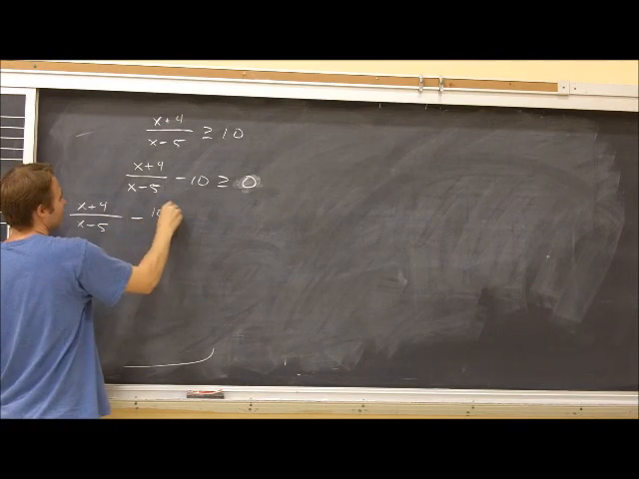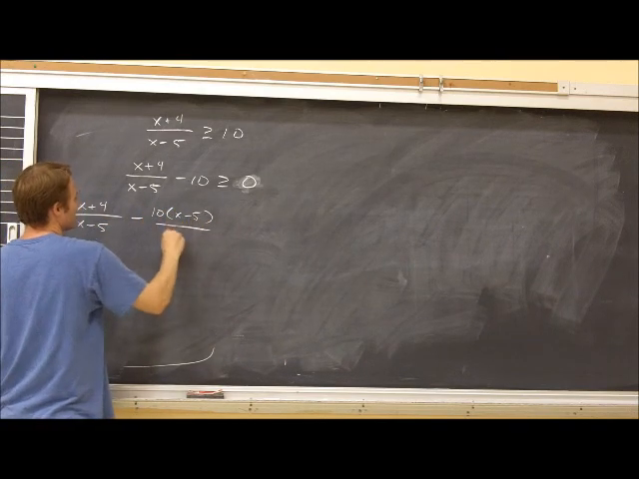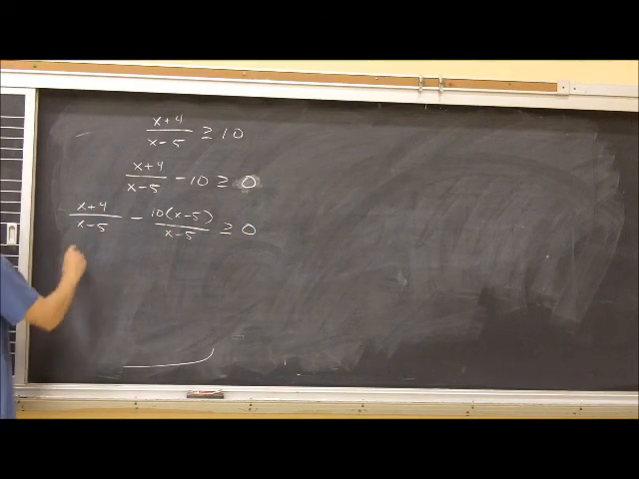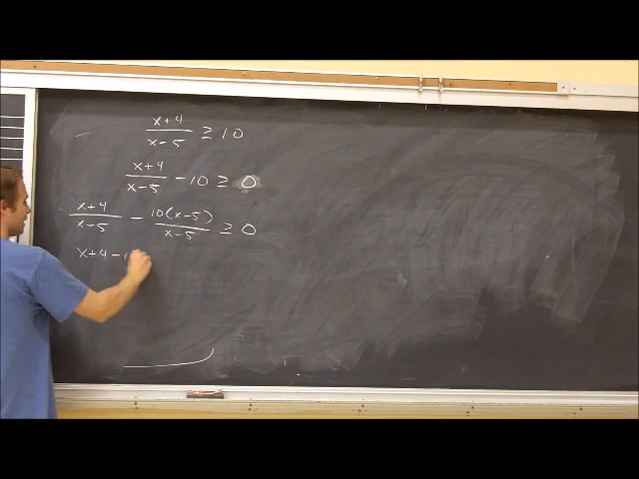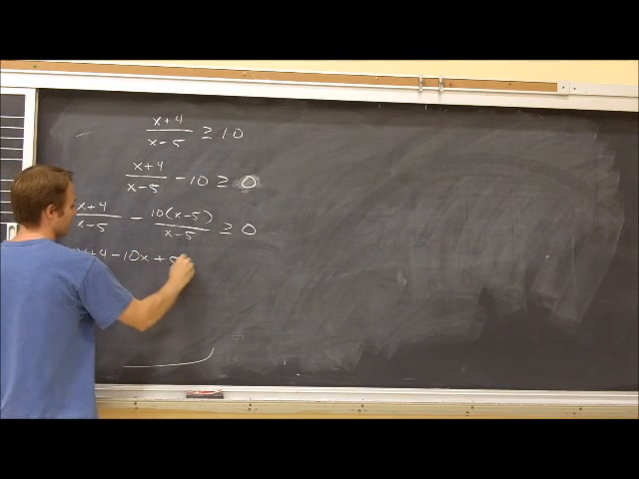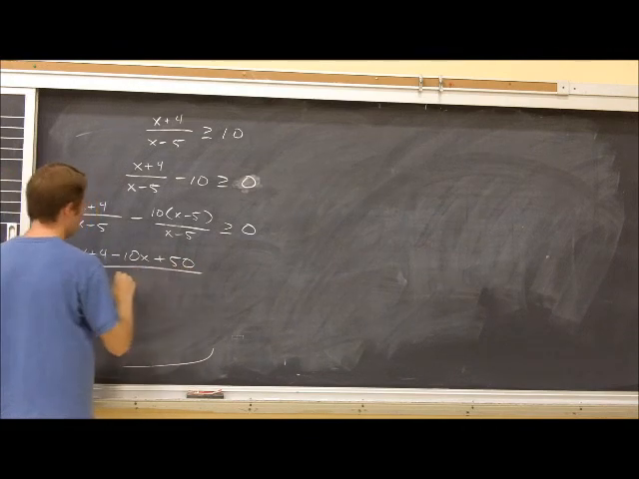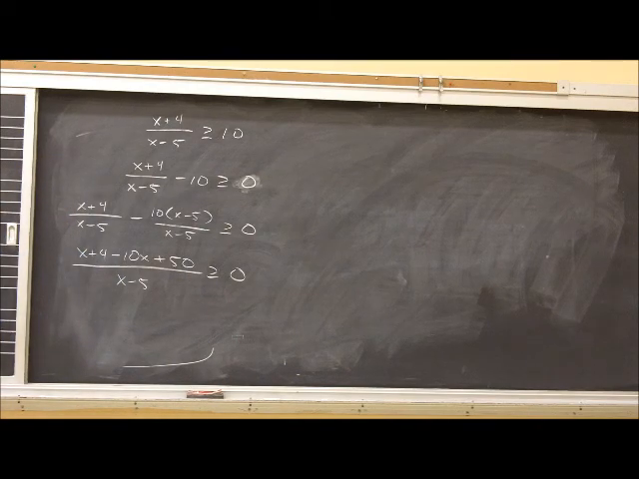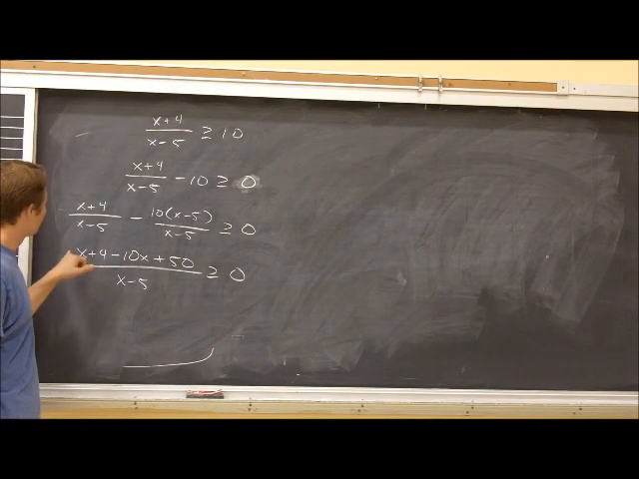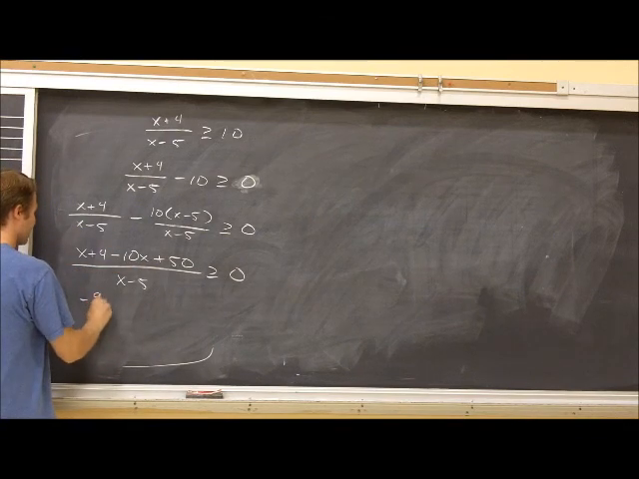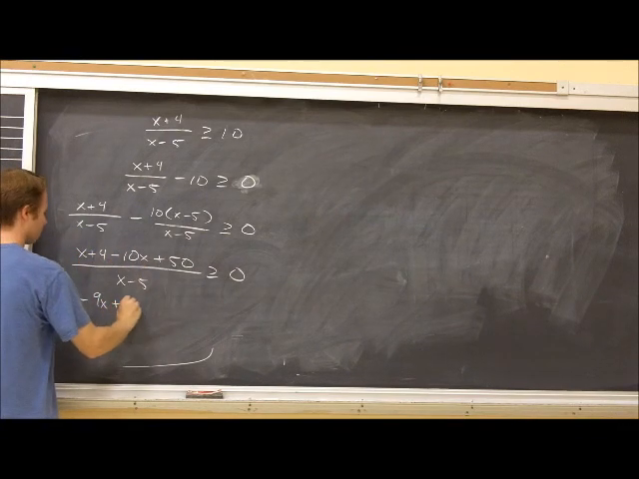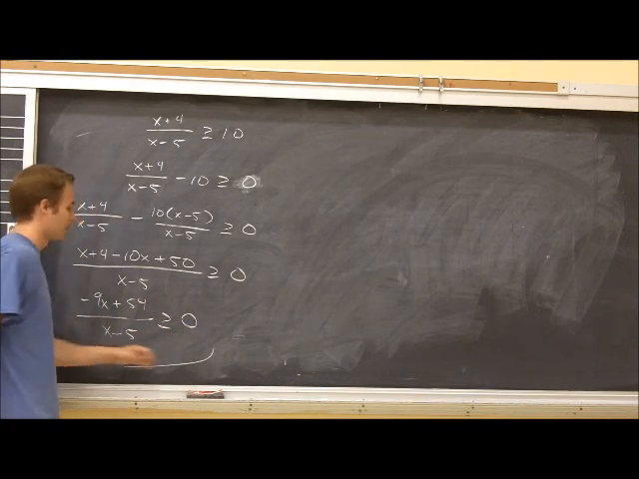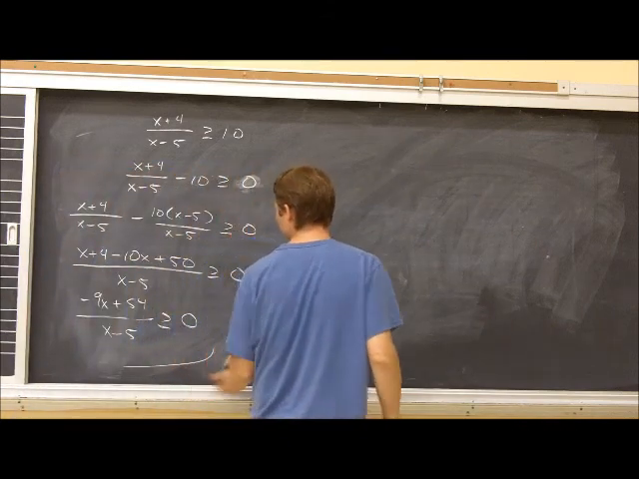So this will be minus 10 times x minus 5 over x minus 5 is greater than or equal to 0. So this will be x plus 4 minus 10x and then plus 50 all over x minus 5 is greater than 0. Then I just need to combine like terms up here. X minus 10x is negative 9x, and 4 plus 50 is plus 54, and all of that will be over x minus 5, and that will be greater than or equal to 0.